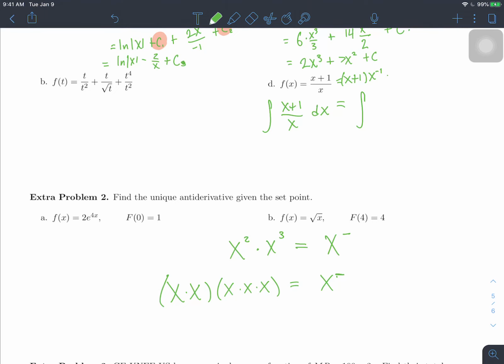Okay, so let's review this because this is important. If we have x times x, we call that x squared because x has been multiplied by itself 2 times. If we have x times x times x, we've multiplied it by itself 3 times. We call that x cubed. If we have x times x times x times x times x, we get x to the 5th power.